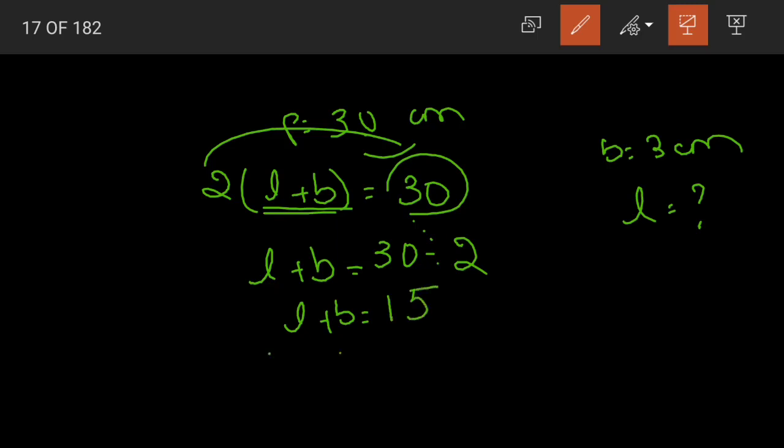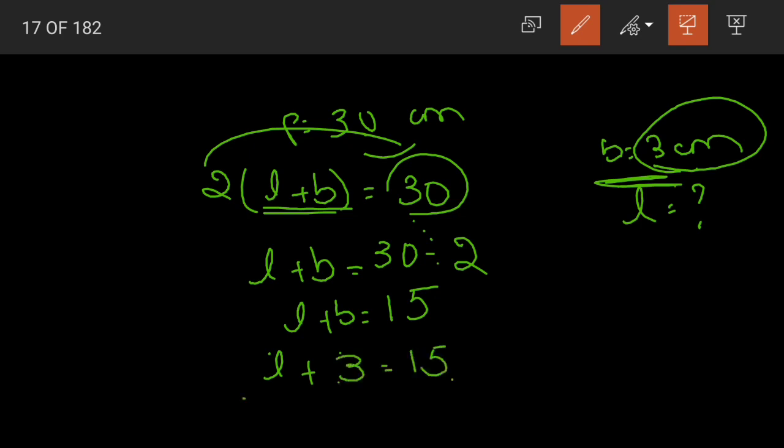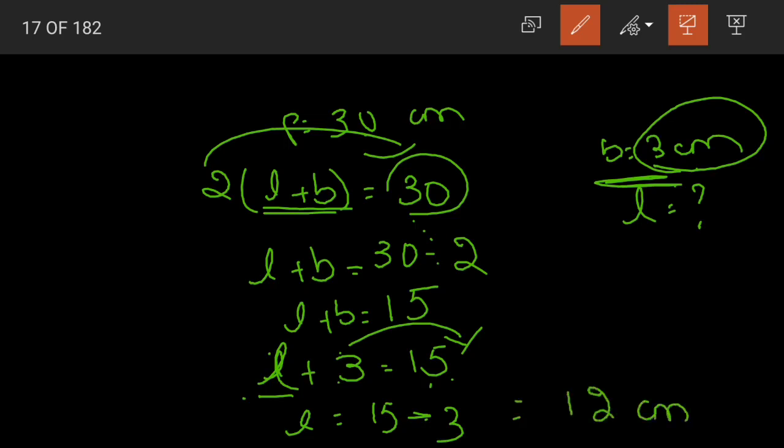Now from this L plus B, we already have the value of B. B is equal to 3 centimeters. L plus 3 is equal to 15. If you remember, children, one of the addends is missing. How did you find out the addend? We subtract the addend from the sum. L is equal to 15 minus 3. 15 minus 3 is equal to 12 centimeters. So the length of the given rectangle is 12 centimeters.